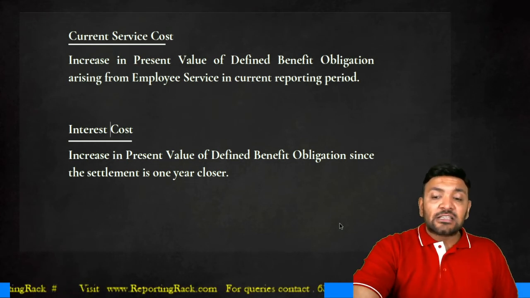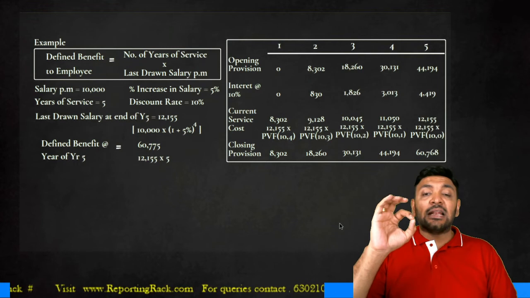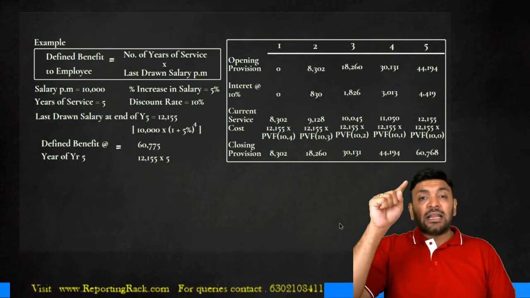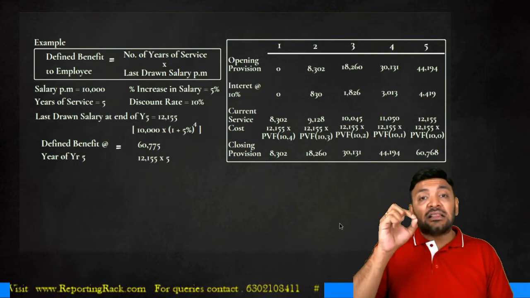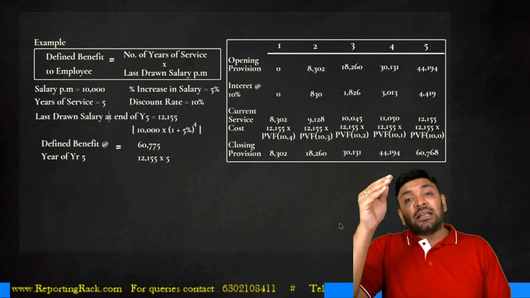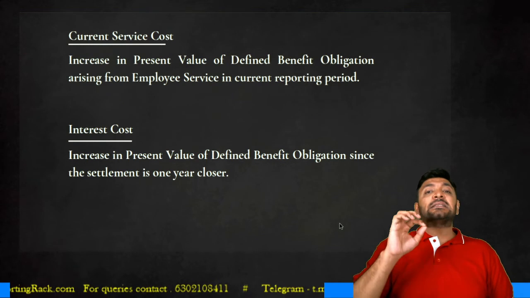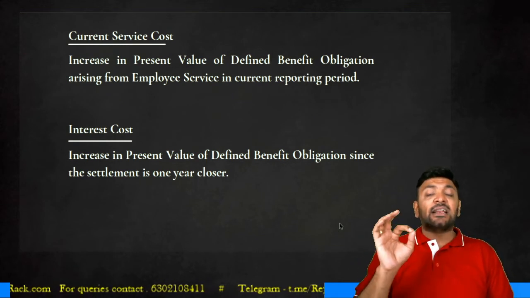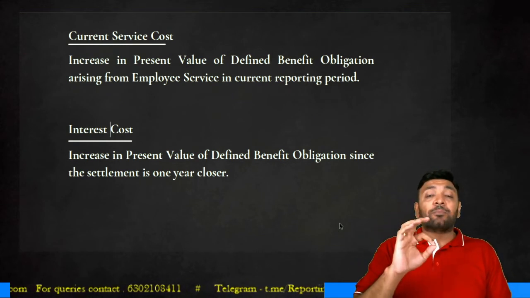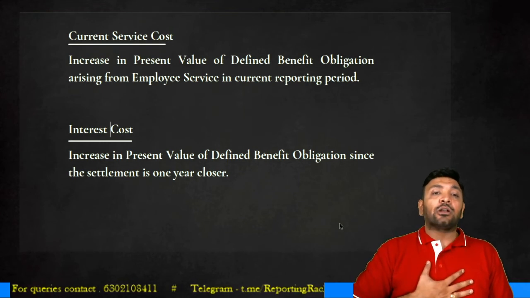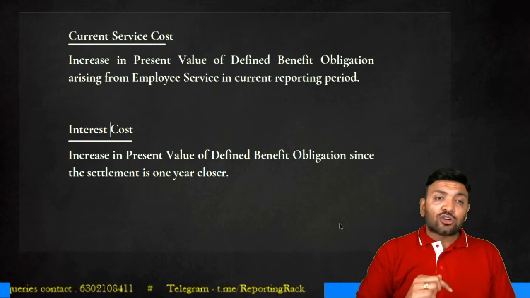Since he completed the first year, I created a provision of 8,302. Since he completed next year, again, I create 9,128. Since he completed third year, I created 10,045. These are increase in present value of defined benefit obligation because the employee has completed his service in the current reporting period. What is interest cost?